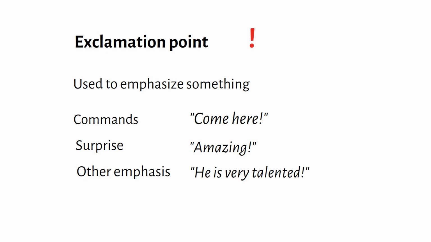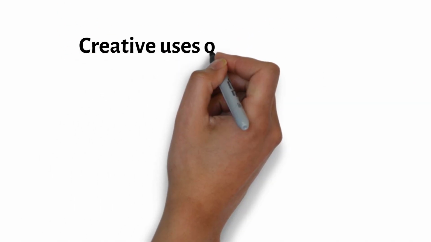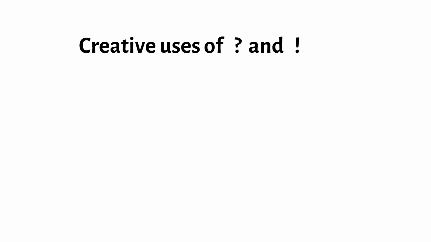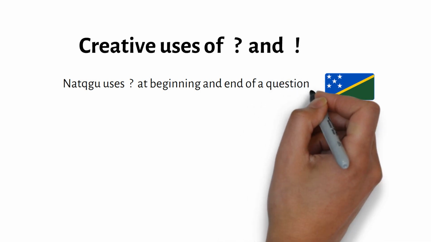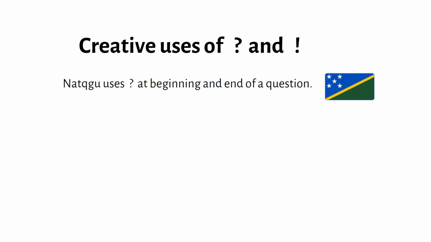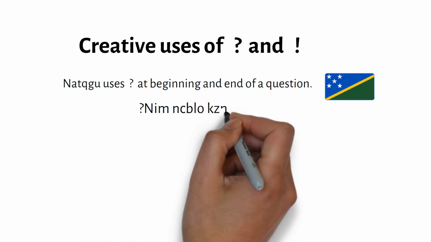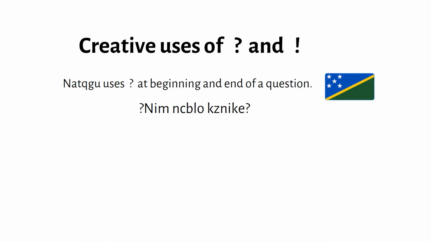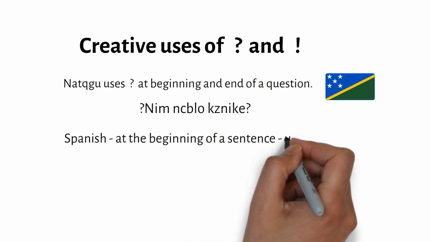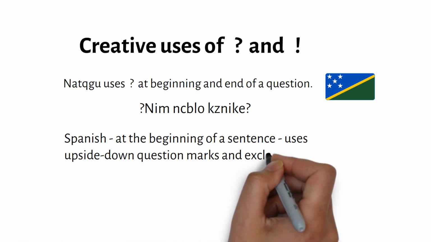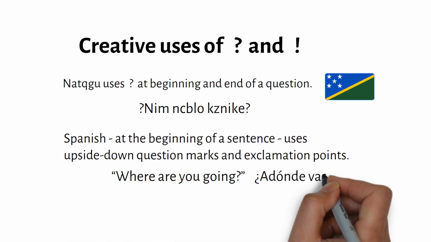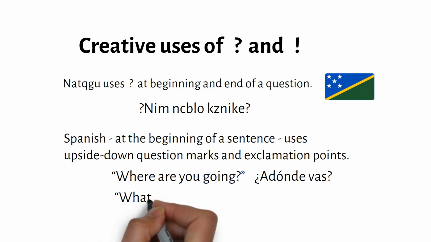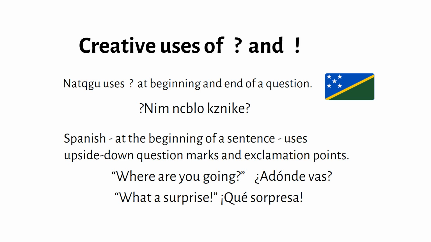He is very talented! Are languages sometimes more creative in using these symbols? Yes, indeed. In Natagu of Solomon Islands, they use the question mark before and after questions so that readers can tell at the beginning of a sentence if it's a question, and then say it correctly. In Spanish, at the beginning of a sentence, Spanish uses both upside-down question marks and upside-down exclamation points. Where are you going? ¿A dónde vas? What a surprise! ¡Qué sorpresa!